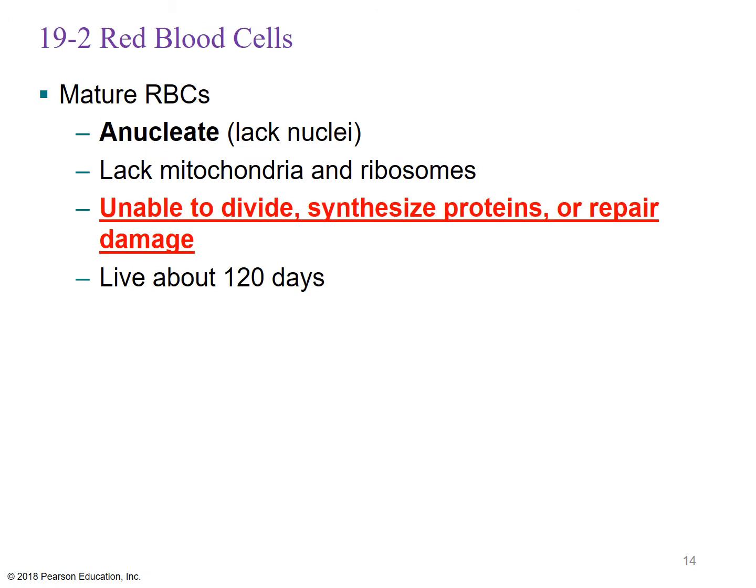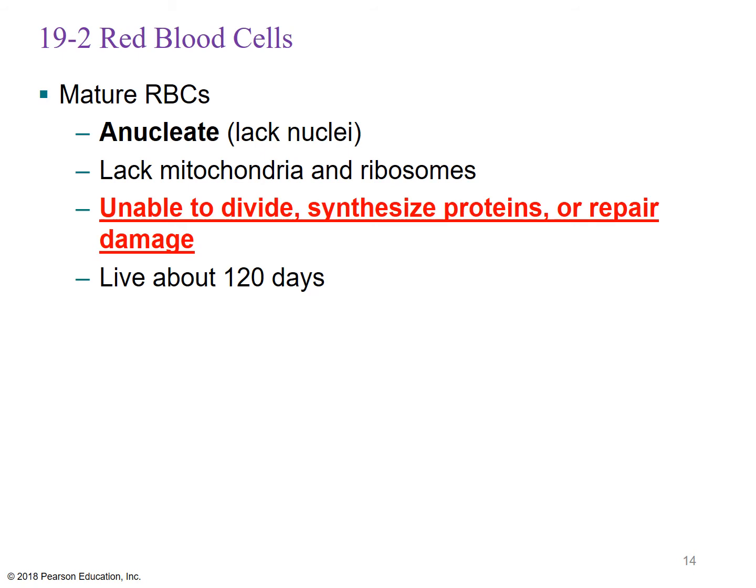Whenever we're looking at the red blood cell, it's important that you know that they are anucleate. There is no nucleus within the red blood cells, and they lack mitochondria and ribosomes. For these reasons, they are unable to divide. They cannot make their own proteins, and they cannot repair damage. So therefore, red blood cells are only going to live for about 4 months, or about 120 days.